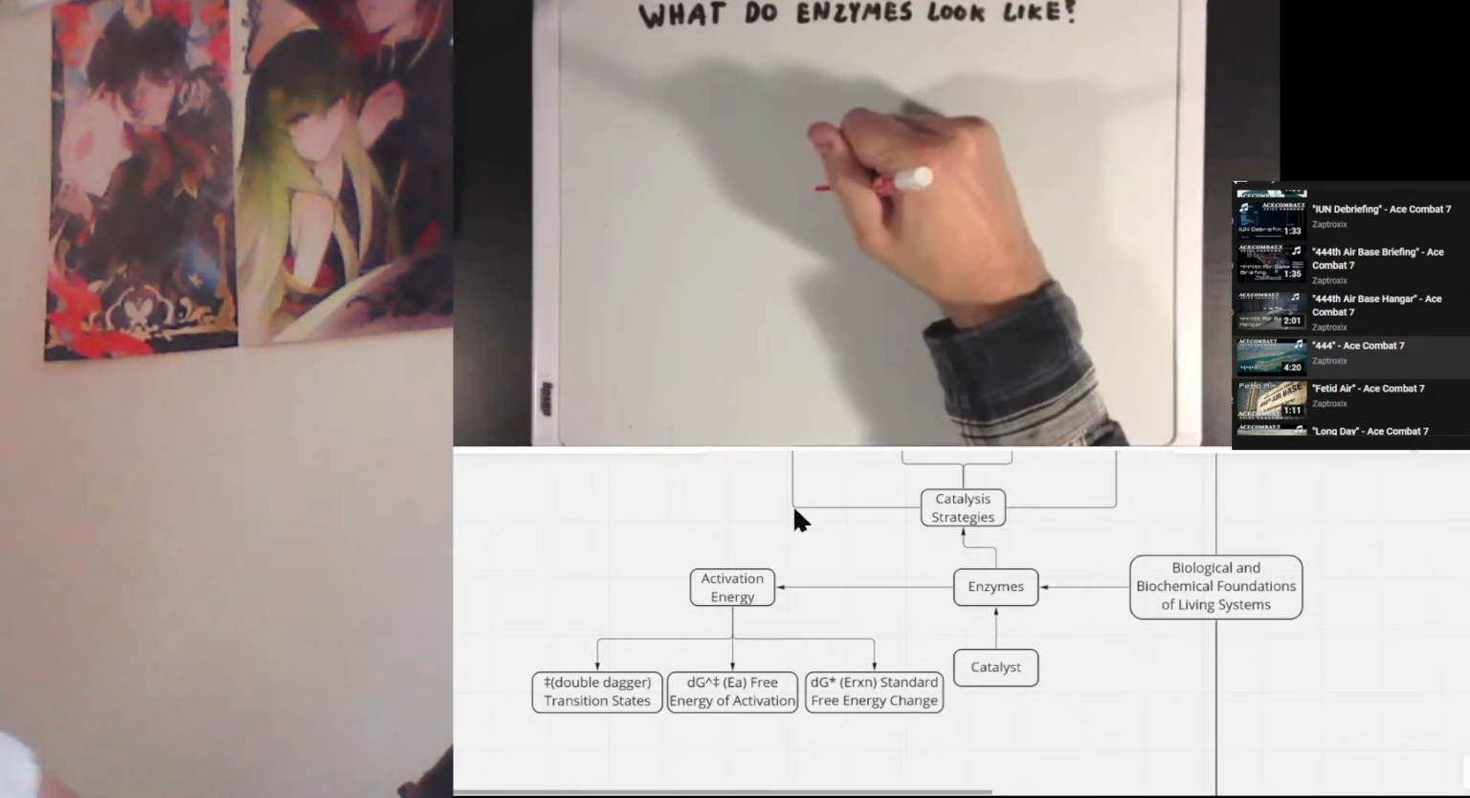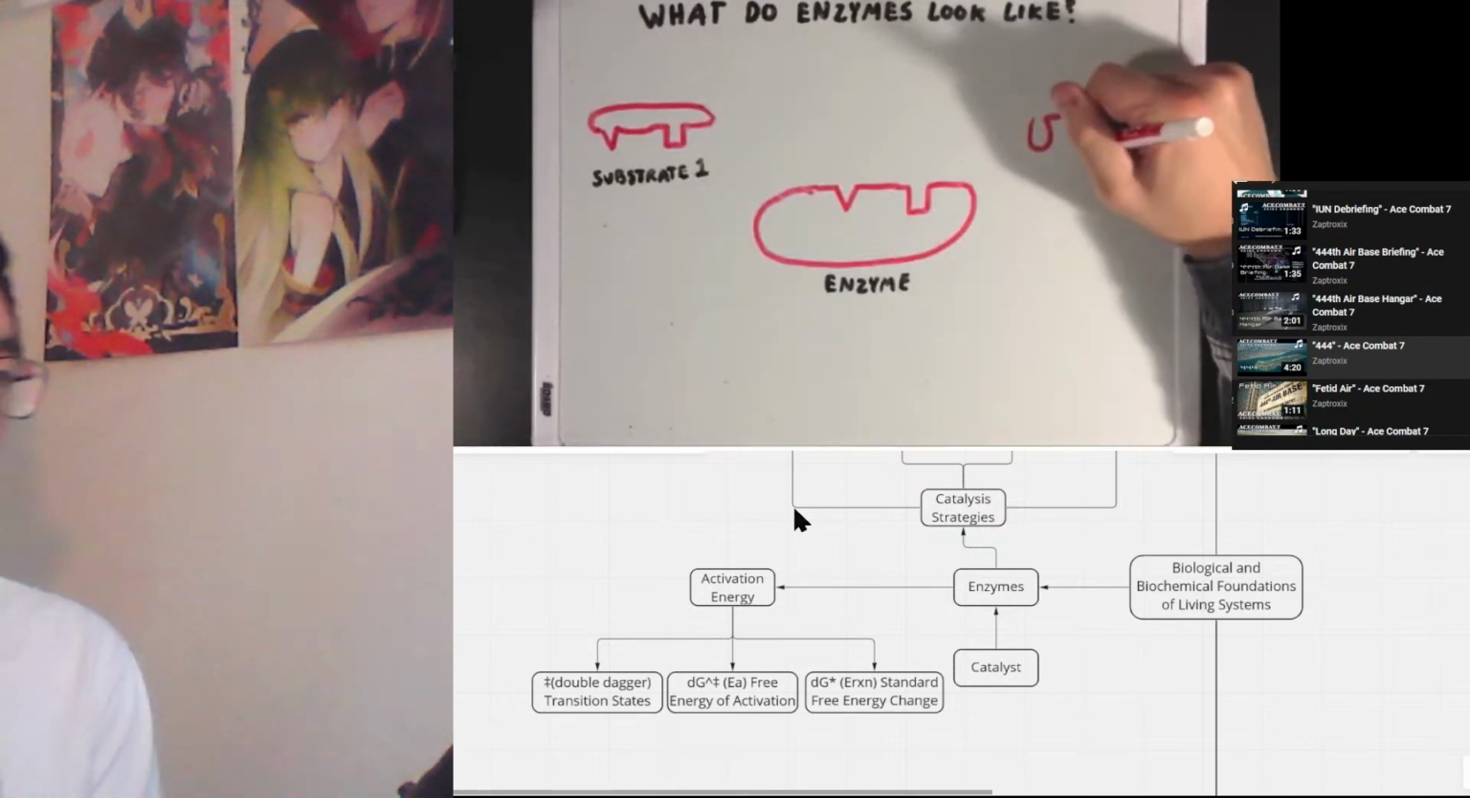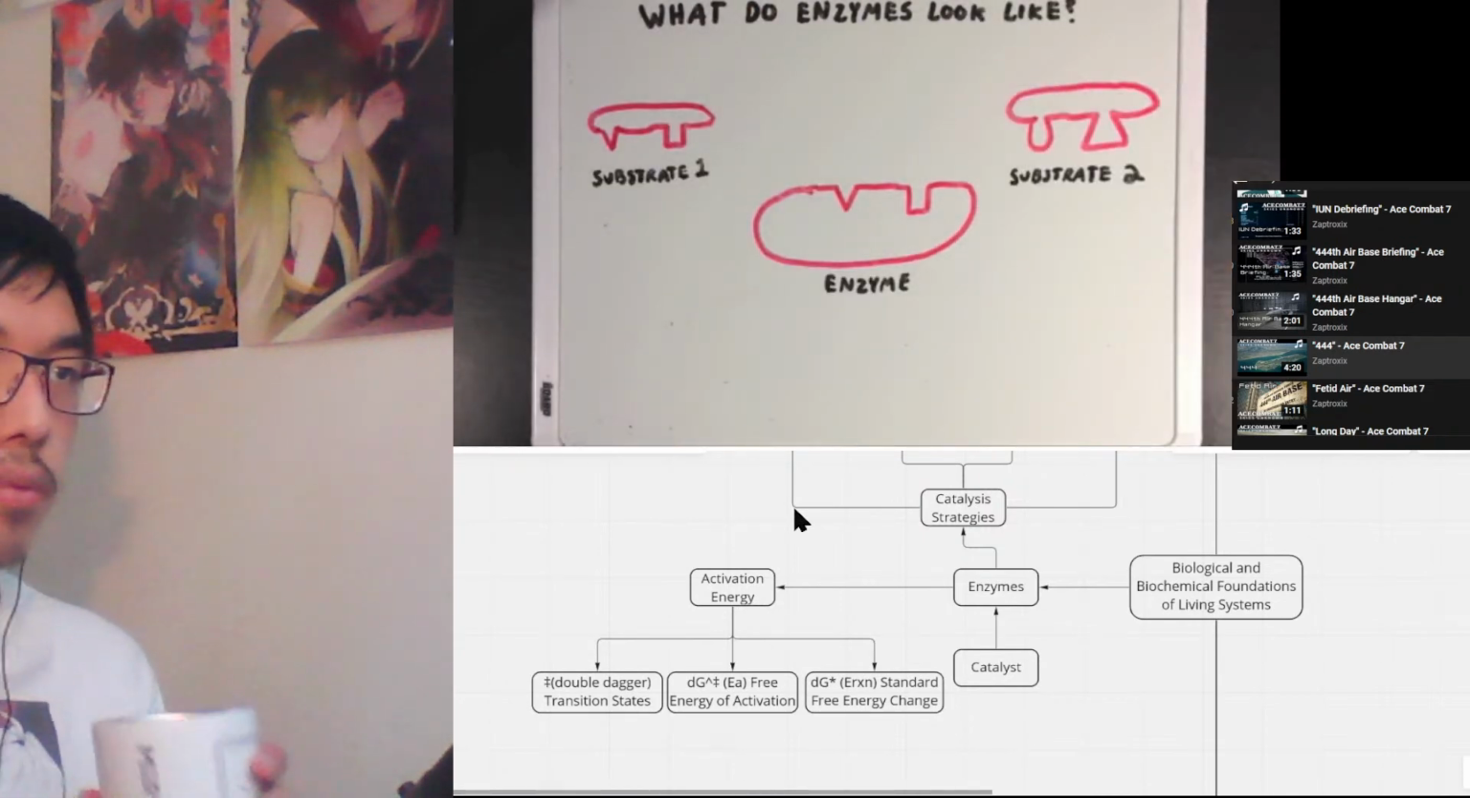Well, most enzymes are proteins, or at least partially made up of protein. And substrates are any molecule that an enzyme will act on. And often these substrates are the reactants that the enzyme will ultimately help turn into products.